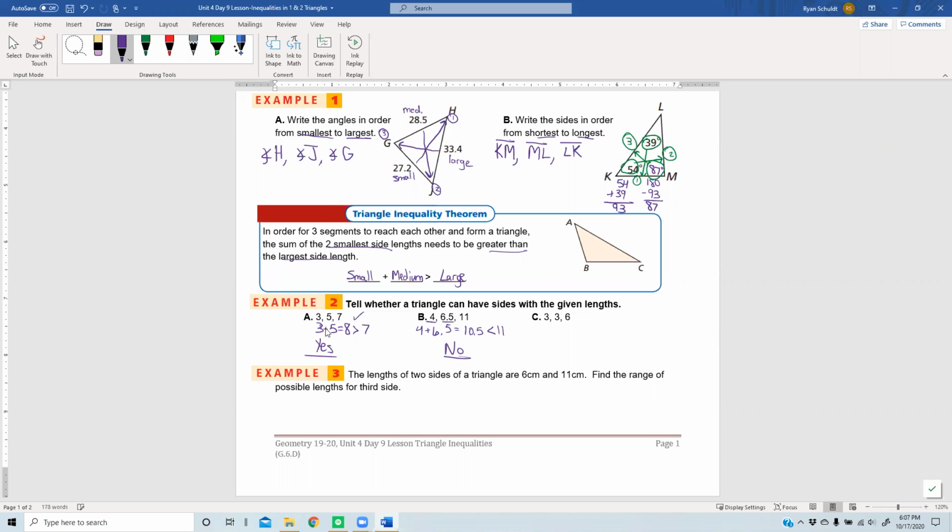And last but not least, again, pick our smallest two sides. Add them together. So 3 plus 3 is 6. How does that compare to the 6 they give us? It's equal. Now, does my formula say anything about equal up here? No, it says greater than. So can these be a triangle? No, it has to be greater than.